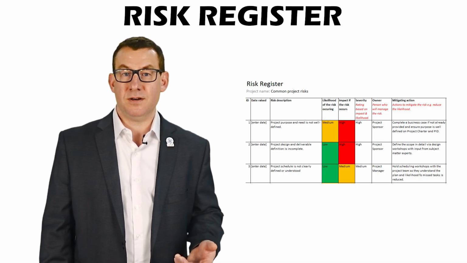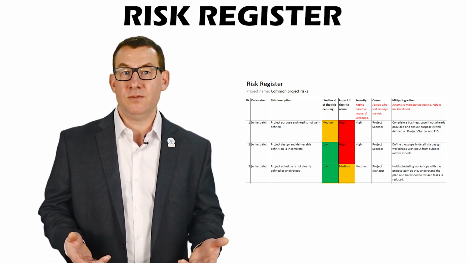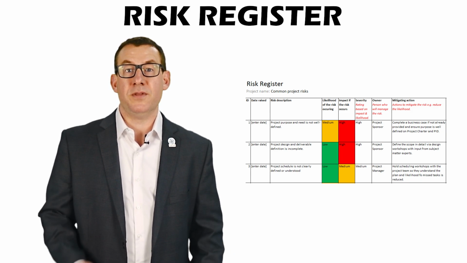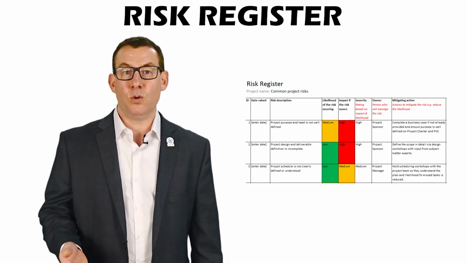A risk register is a central project management document that lists all identified risks on a project, along with their likelihood, potential impact, and the strategies for preventing or responding to them.